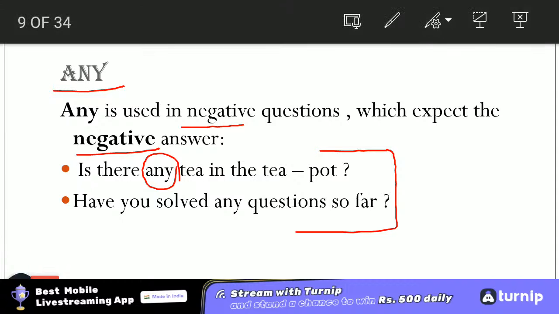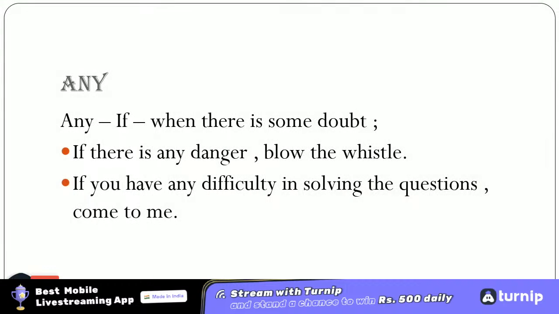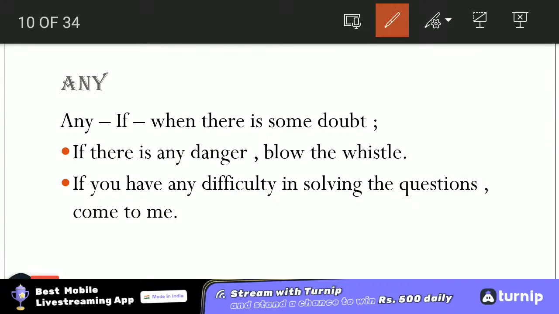The next one, any is used when there is some doubt. When there is no surety and there is doubt, we will use the word any. If there is any danger, blow the whistle. There is doubt that a danger situation could be created. If you have any difficulty in solving the question, come to me. So basically if you have any doubt, you can come to me. So in the cases of doubts, we will use the word any.